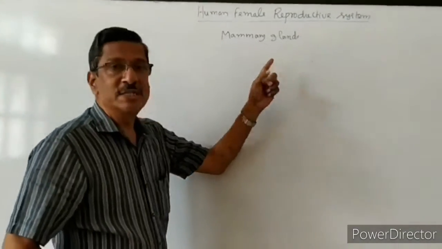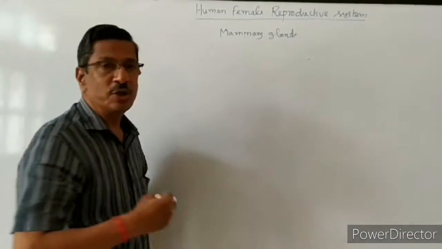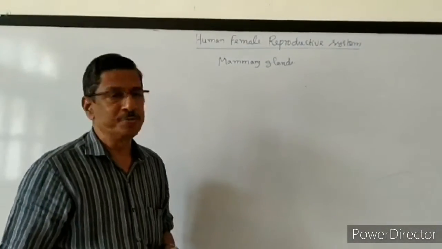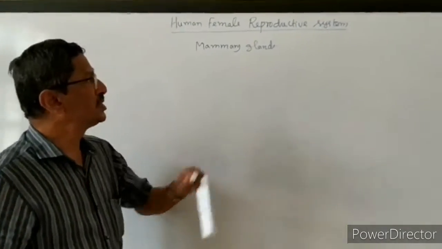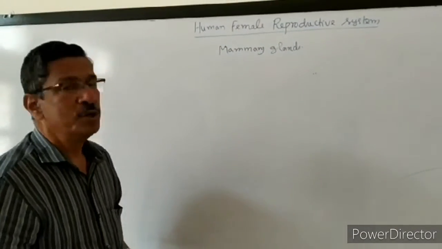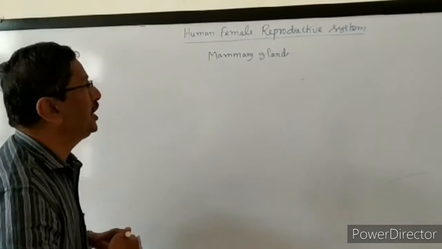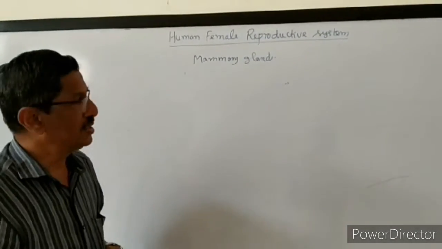But in females, after maturity, after the age of maturation, the mammary glands enlarge. And the mammary glands are very useful to produce milk after childbirth, not every time, only after childbirth. So a pair of mammary glands are present which are enlarged in females after the age of maturity. So we are going to study the mammary gland structure.